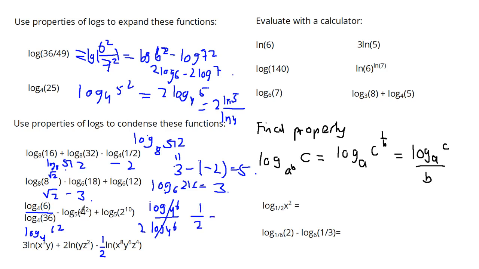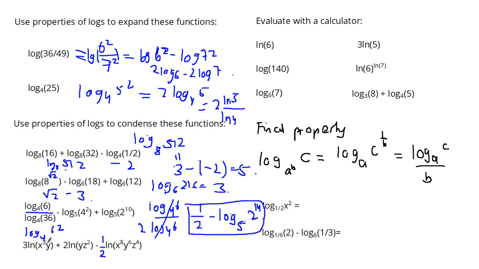Minus log base 5 of 4 squared plus log base 5 of 2 to the 10. So they're both equal, so to multiply them together, 4 squared is 2 to the 4th. 2 to the 4th times 2 to the 10 is 2 to the 14. So you have log base 5 of 2 to the 14. And that's our final answer for that.